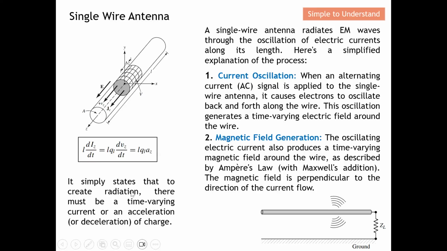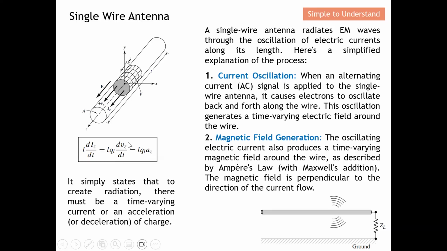So it simply states that to cause radiation, there must be a time varying current. So basically from here you can see that the current changes with time. So this is what I mean. You must have this first criterion, the time varying current or an acceleration of charge. You can see over here, it's either acceleration of charge or deceleration of charge. You actually can have radiation mechanism.